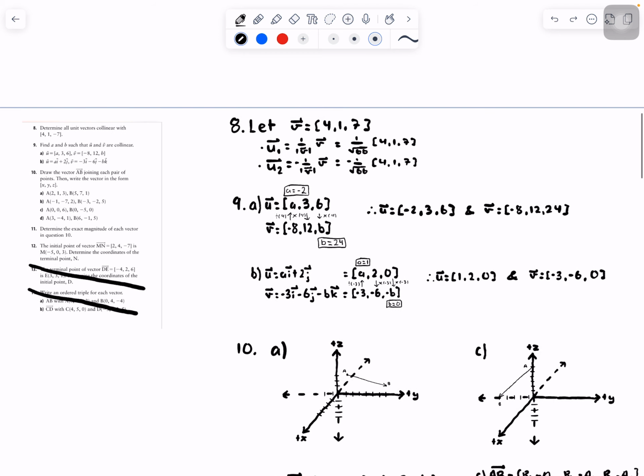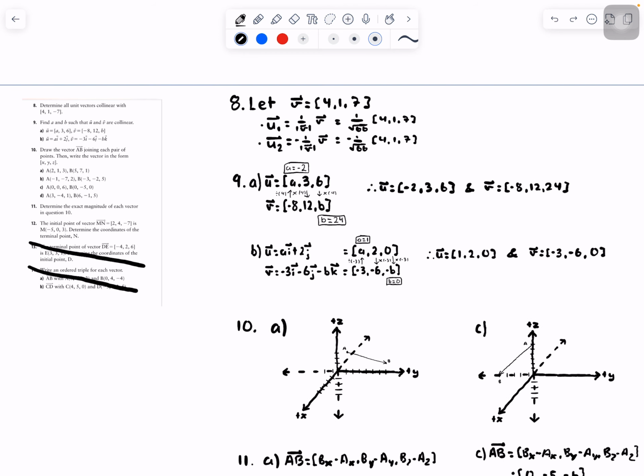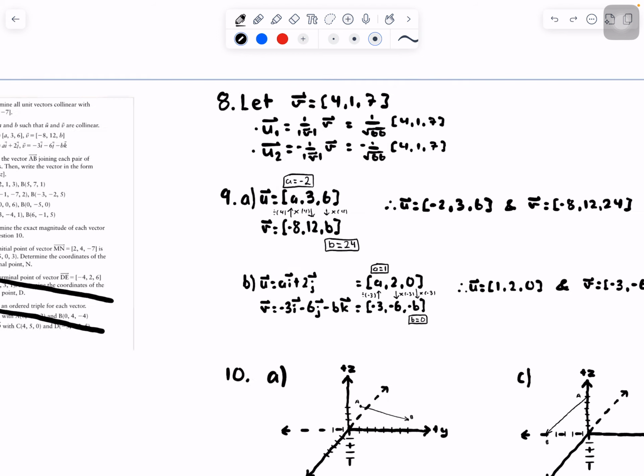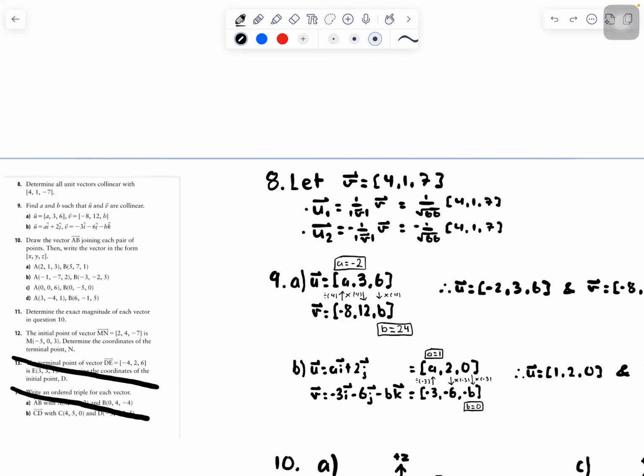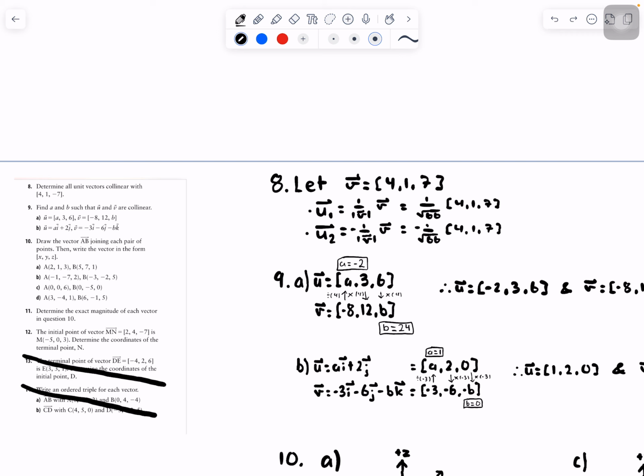All right, so determine all unit vectors collinear with (4, 1, -7). So there's only two, there will always be two unit vectors collinear with any vector. That'll be 1 over the magnitude of v, with v on top, and the other one will be the negative guy. So the parallel and anti-parallel, I guess you could think of it like that. So it's the same procedure for these questions.